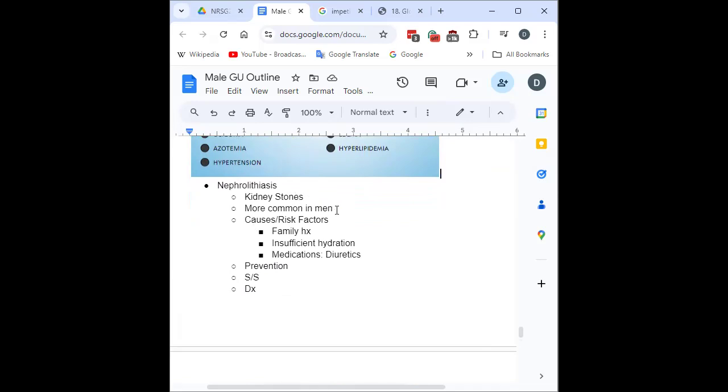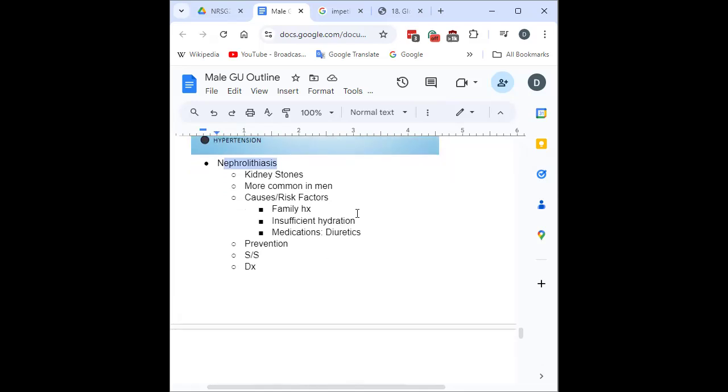So kidney stones are more common in men. This is their government name, nephrolithiasis. Some of the causes and risks involve family history and insufficient hydration. You can see it more commonly in older folks because as we get older, the reflex to drink water is less. My dad has straight up said he doesn't like drinking water, so that's stuff to keep in mind. Being overly diuresed can also cause kidney stones.